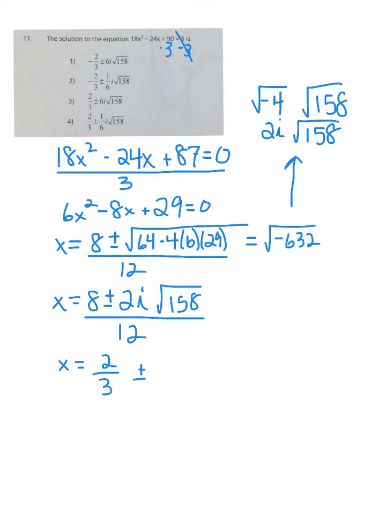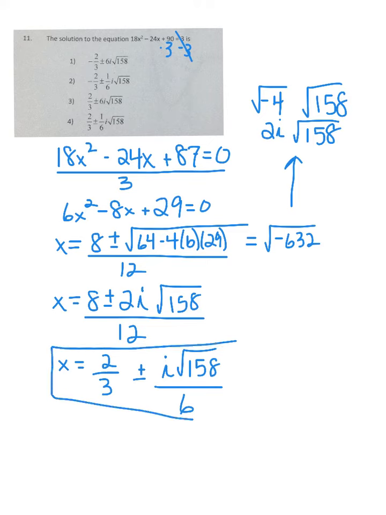All right, so now let's look at the 2 over 12. Well, I know 2 goes into both of those, right? So 2 goes into 2 once, so that's just i radical 158. And then 2 goes into 12 6 times. So here's our answer. Now let's see what answer choice that would be. So if we go up, we look at it, and we see that it is choice 4.